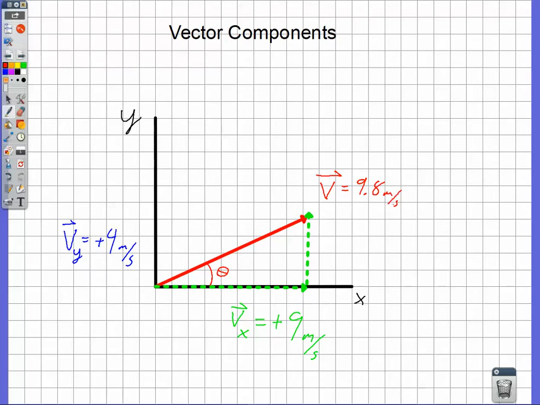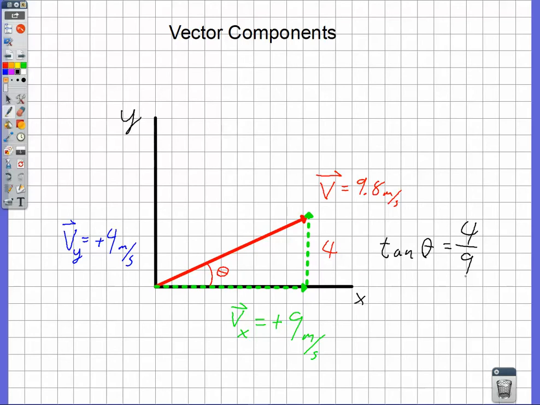And let's say we also want to find the angle theta. Well, the opposite side of the triangle from theta is 4. The adjacent side to the angle theta is 9. So opposite over adjacent, we're looking at the tangent function. So the tangent of this angle theta is going to equal opposite over adjacent, 4 divided by 9. And the opposite operation of a tangent is the inverse tangent, or the arctangent.